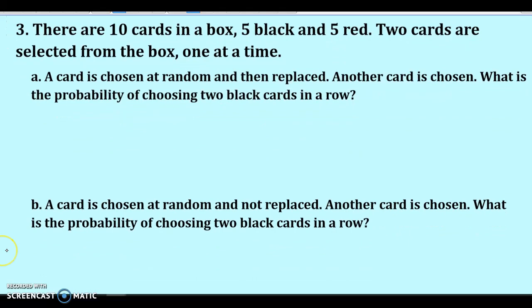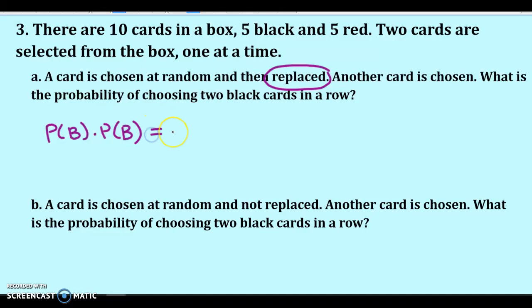Another example: there are 10 cards in a box, 5 black and 5 red. 2 cards are selected from the box, one at a time. A card is chosen at random and then replaced. Another card is chosen. What is the probability of choosing 2 black cards in a row? We want to look at the fact that we have it replaced here. So that would be the probability of getting a black card times the probability of getting another black card.